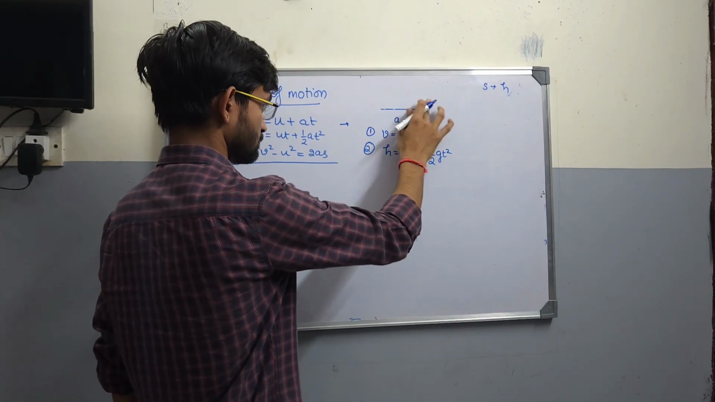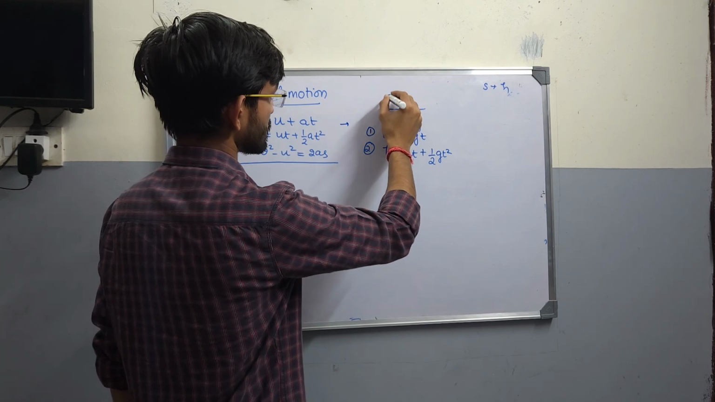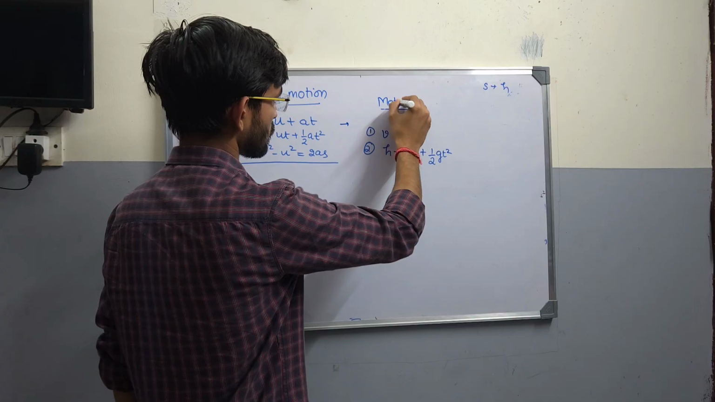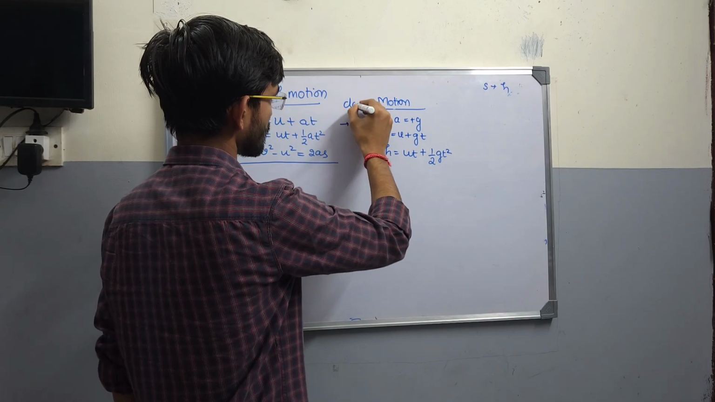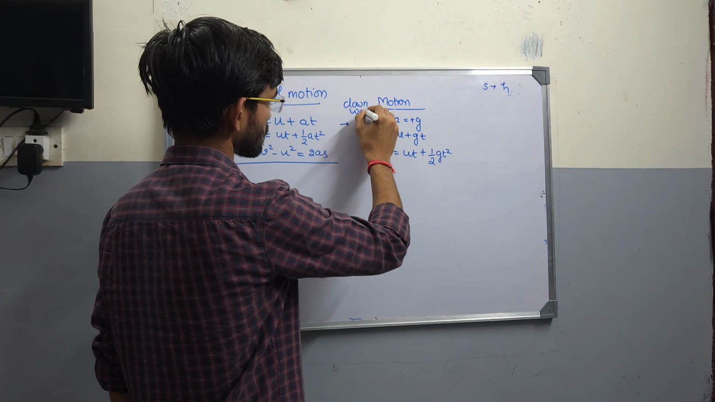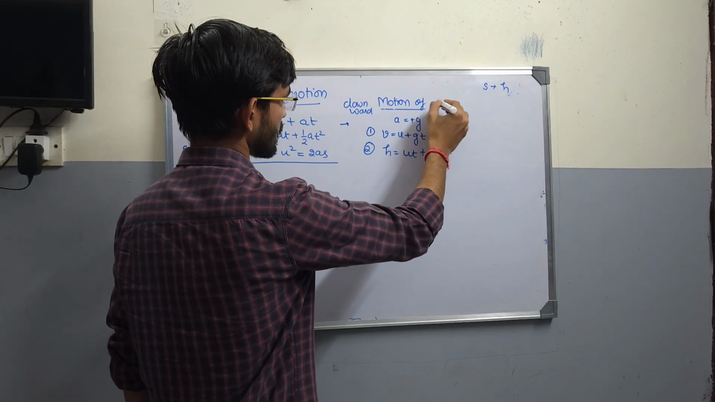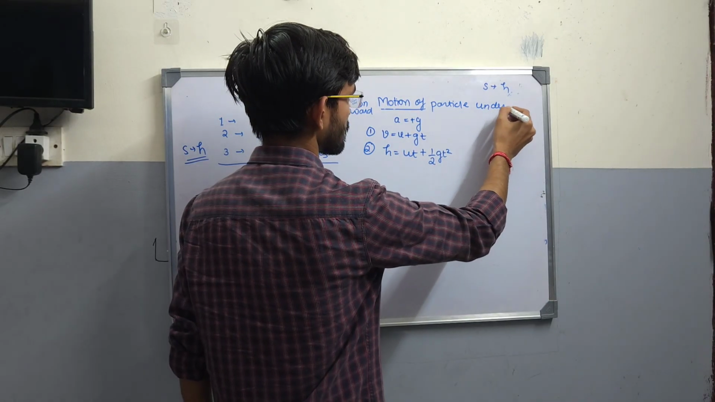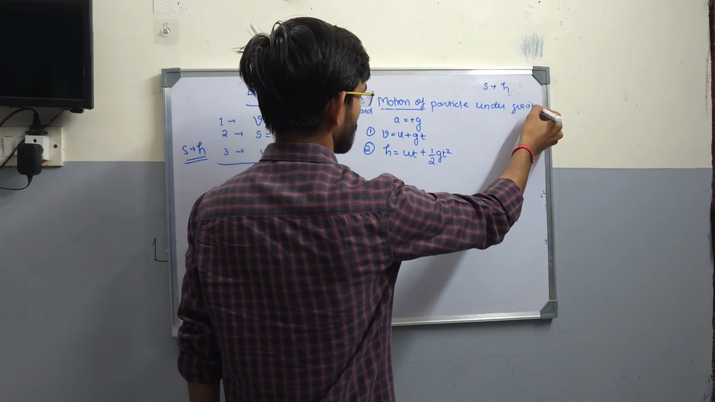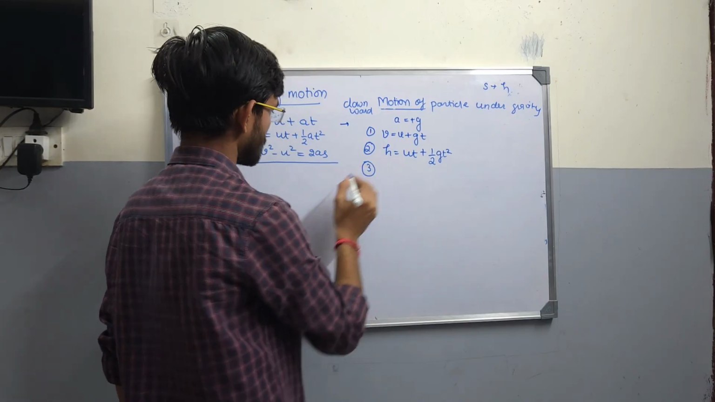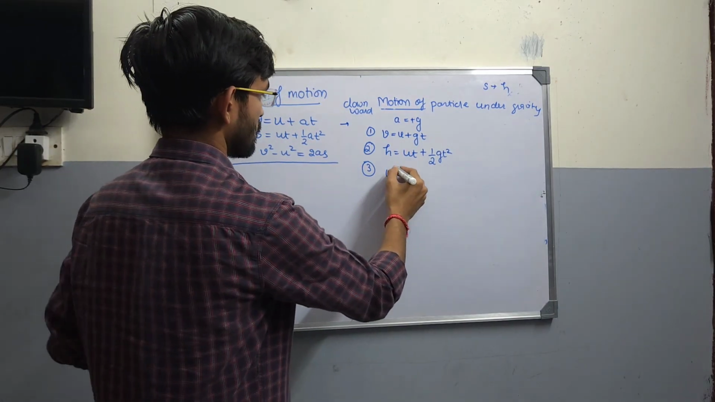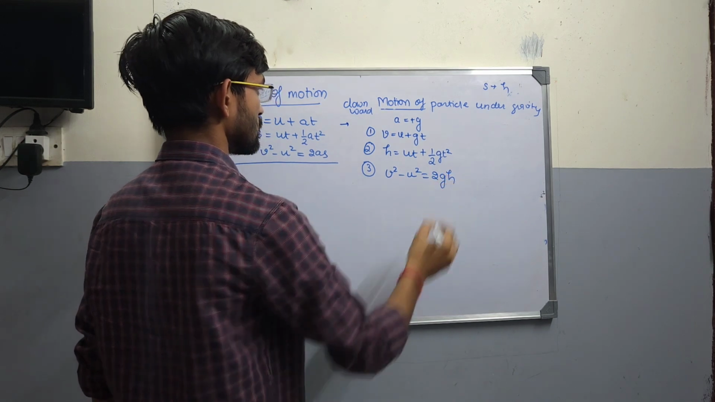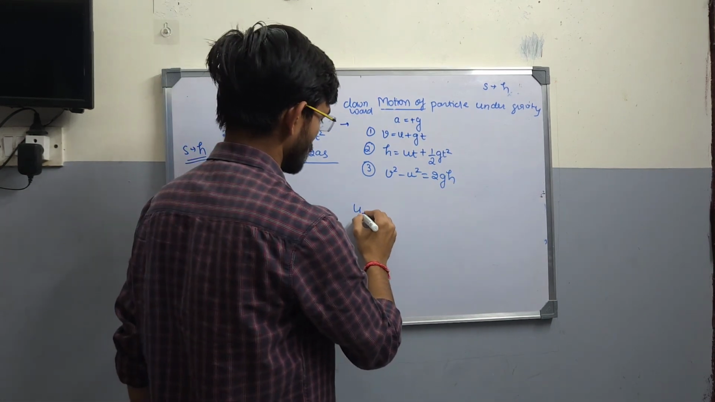You can write this as downward motion of particle under gravity. And the third equation I can write as v square minus u square equals 2gh.